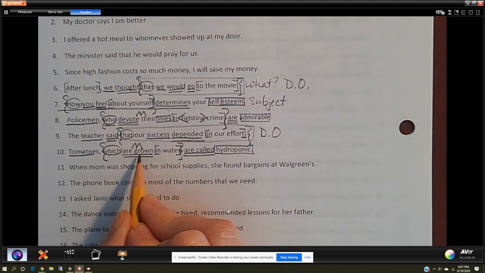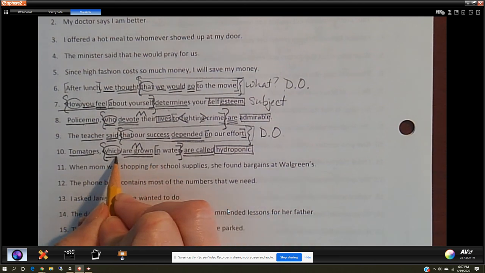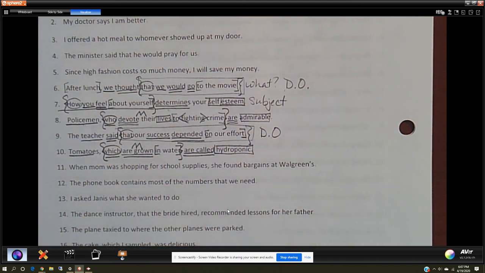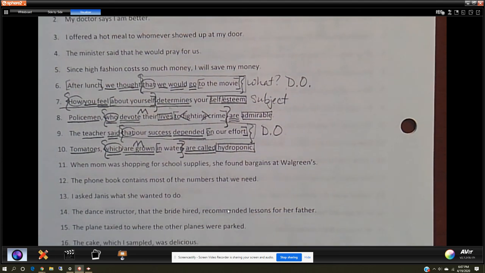And then we don't have any subject verb in here except the which, which is a relative pronoun serving as a subject, so we can underline that. Okay? That is 6 through 10, and we'll make another recording for the next section.